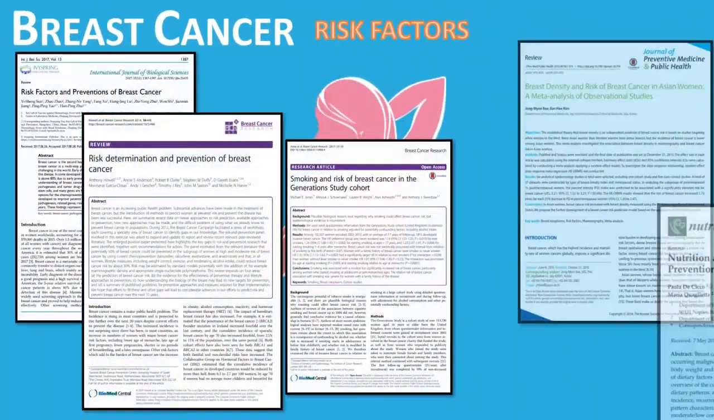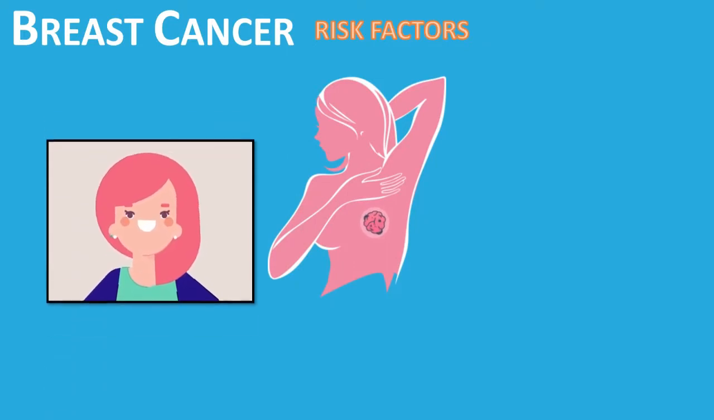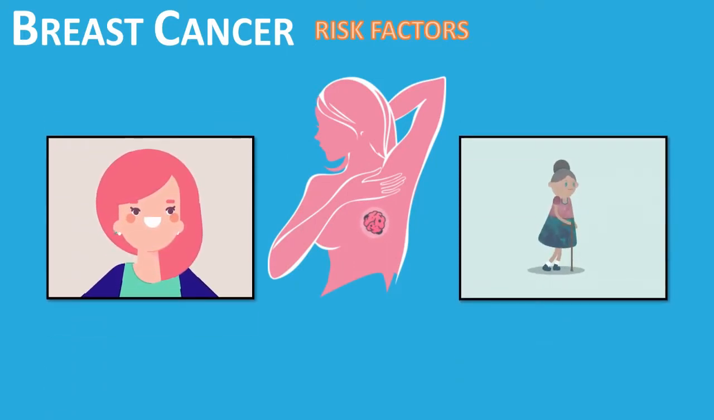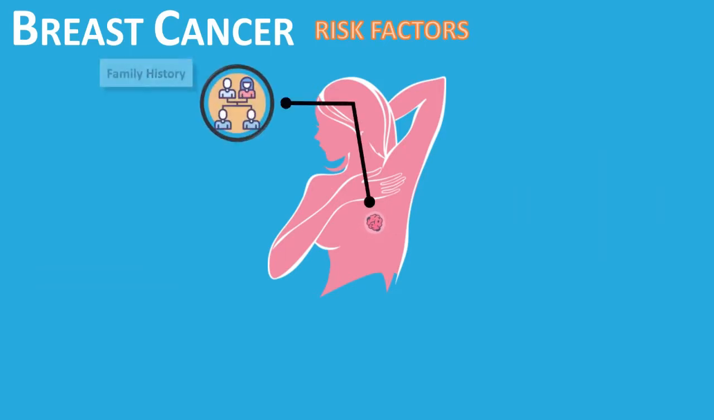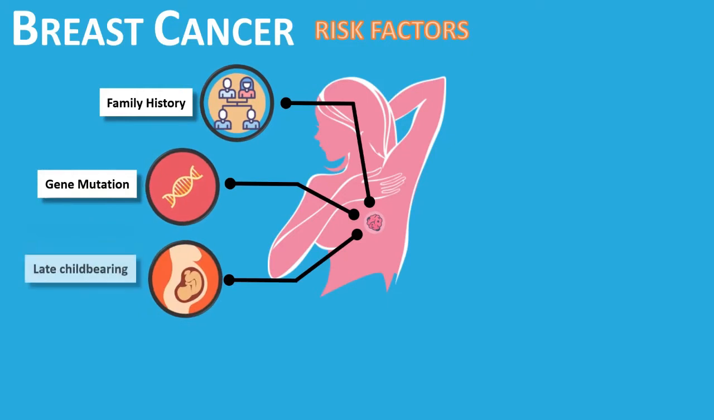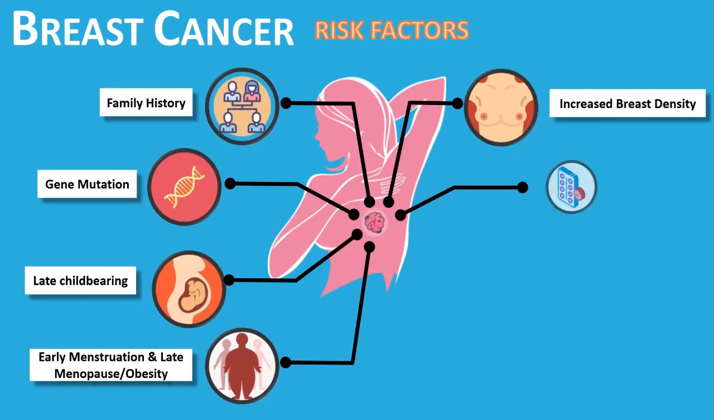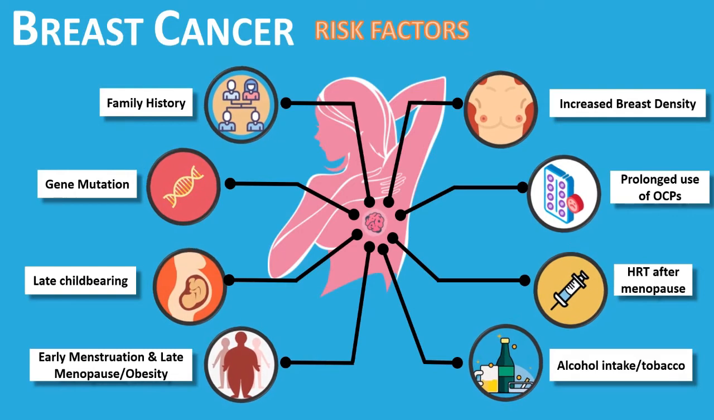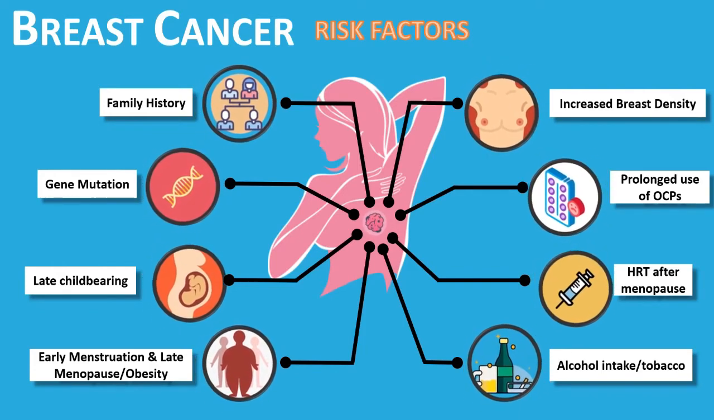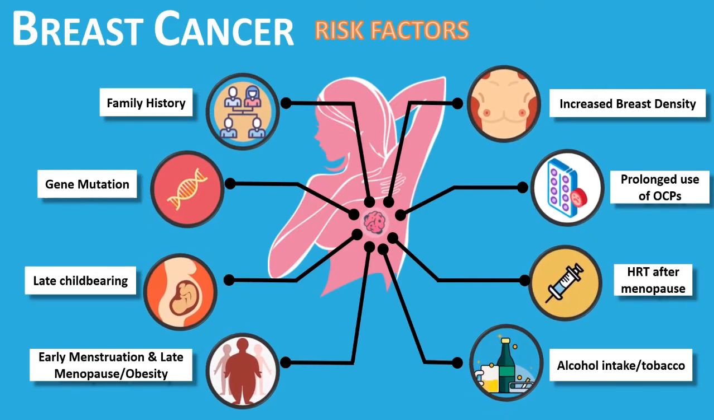Studies have shown that the risk for breast cancer is due to a combination of factors. The main factors that influence the risk for getting breast cancer include being a woman and getting older. Most breast cancers are found in women who are 50 years old or older. The following are some common risk factors for breast cancer, which include family history of breast cancer, gene mutation, late childbearing, early menstruation and late menopause or being obese, increased breast density, prolonged use of oral contraceptive pills, the use of hormonal replacement therapy after menopause, and alcohol intake or use of tobacco. Some women will get breast cancer even without any other risk factors that they know of. Having a risk factor does not mean you will get the disease, and not all risk factors have the same effect. Most women have some risk factors, but most women do not get breast cancer.